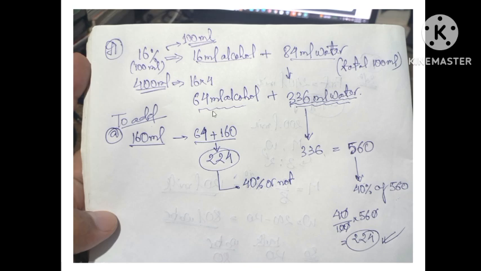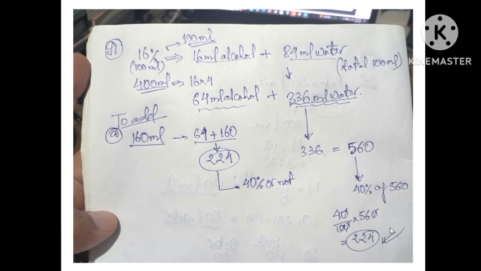Let me explain one more time. The question is asking how much more alcohol should be added. In the original 16% mixture, 64 ml of alcohol is already there. In option A, we are given 160. If we add 160 to the already present 64, it gives us 224. Now we have to check whether this 224 ml of alcohol is 40% of 560. 560 is because we are adding 160 to 400 ml. After calculating, 224 is 40% of 560, so this option is correct.